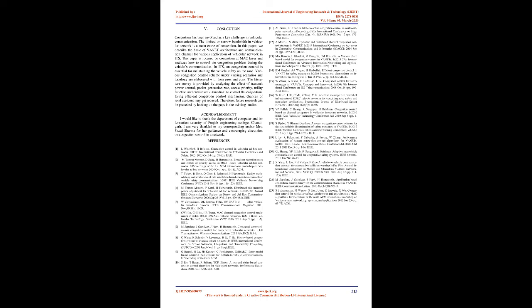The literature survey is provided by analyzing the effect of transmit power control, packet generation rate, access priority, utility function, and carrier sense threshold to control the congestion. Using an efficient congestion control mechanism, the chances of road accidents may be reduced. Therefore, future research can proceed by looking at the gaps in the existing studies.